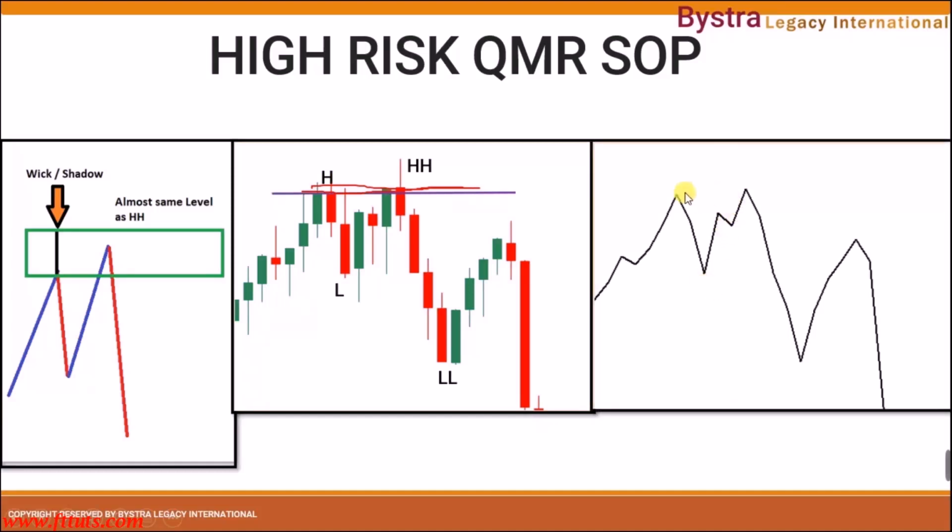And then if you look at the line chart, here it goes. See, they are almost the same. So this is very high risk, and we avoid this kind of QMR. Let's look at the second one.